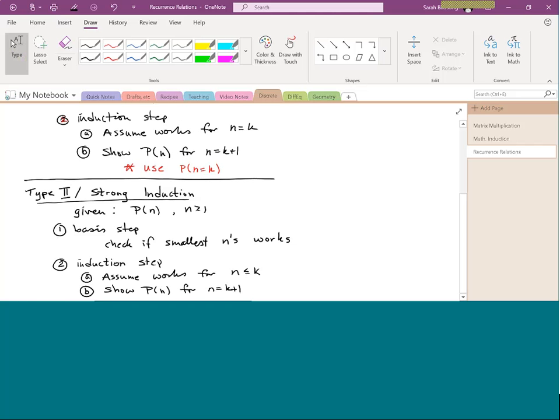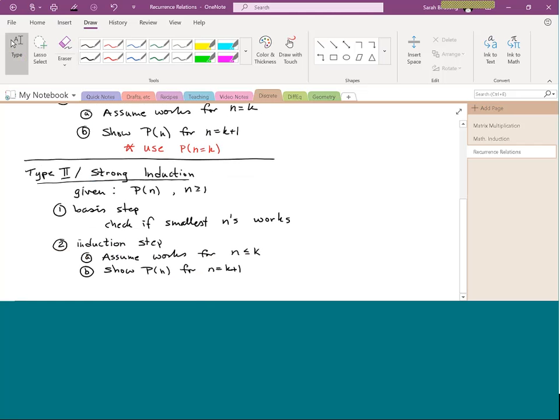Here's the only difference, and this is the part that makes it induction: you'll be using the case when n equals K and at least one other. So if you had to use more than one previous statement when you're proving the statement when n equals K plus 1, that's when it switches over to strong induction.